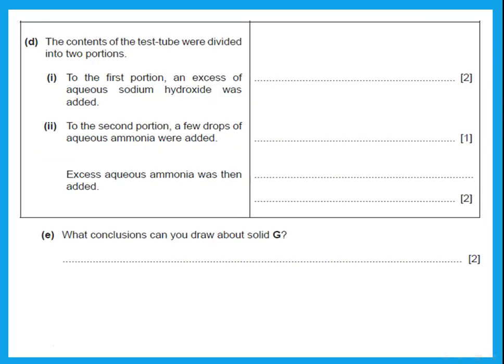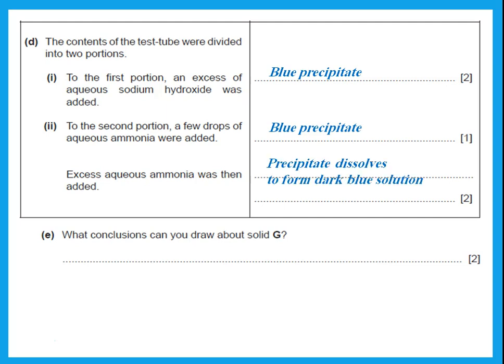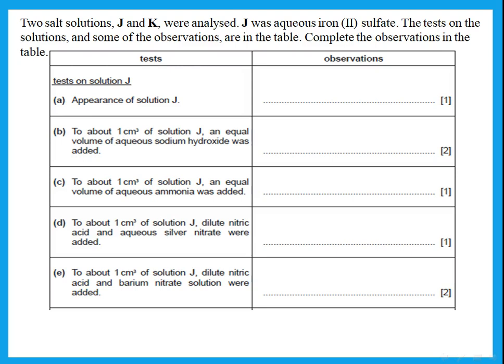Test D says the contents of the test tube, to the first portion, so remember that we still have copper carbonate. To the first portion, an excess of sodium hydroxide was added. If I add sodium hydroxide to something that has copper, I get a blue precipitate. To the second portion, a few drops of aqueous ammonia. Remember, when I add drops to copper 2+, I get a blue precipitate at the beginning, but then with excess, the precipitate dissolves to form a dark blue solution. So what conclusions can we draw about the solid G? Solid G, that was the first one. That was the one we found was barium chloride.